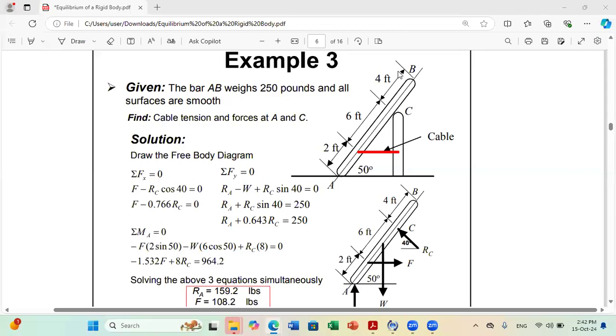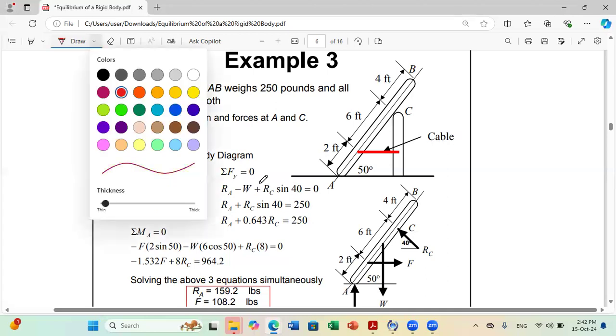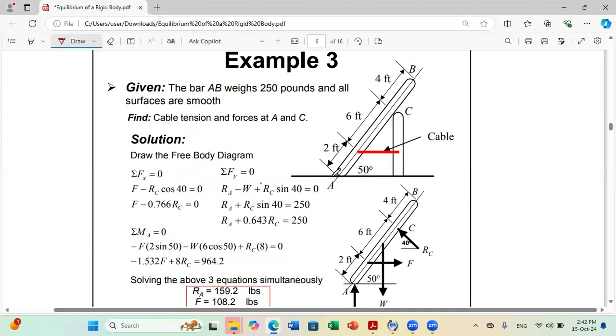Consider the following example. Bar AB has a weight of 250 pounds and all surfaces are smooth. Find the tension and forces at A and C. Whenever they tell you all surfaces of contact are smooth, this means that the force is always perpendicular to the contact line. For example, at A, the contact line is this one.